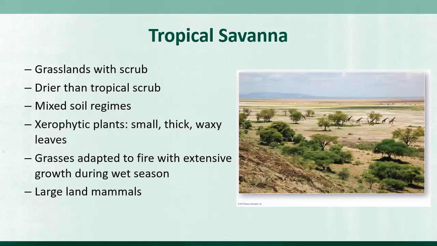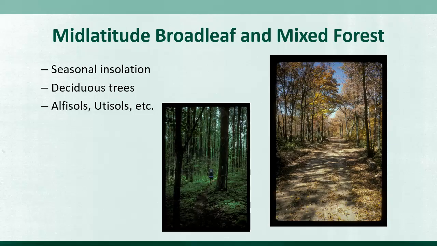Big, large land mammals are very well adapted to these areas. The ungulates are, and the consumers that hunt the ungulates are, because there are lots of grasses in this area, and there's a lot of browsing that can take place. Those are the major tropical biomes.